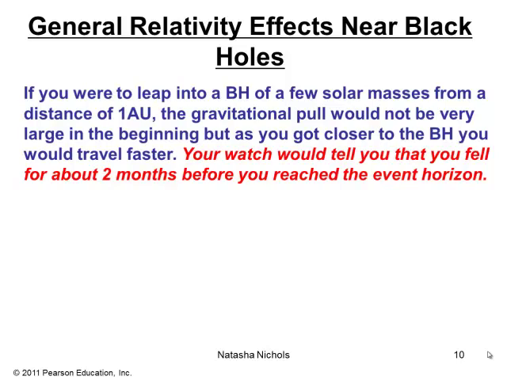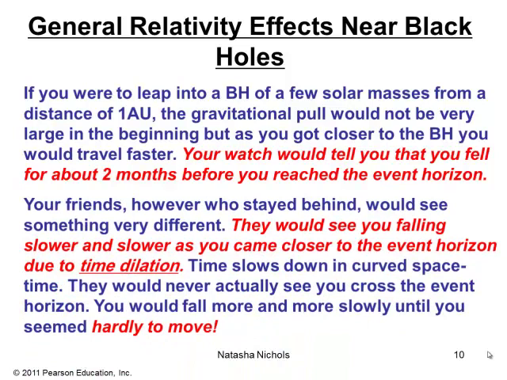If you were to leap into a black hole of a few solar masses from a distance of 1 AU, the gravitational pull would not be very large in the beginning, but as you got closer to the black hole, you would travel faster. Your watch would tell you that you fell for about 2 months before you reached the event horizon.